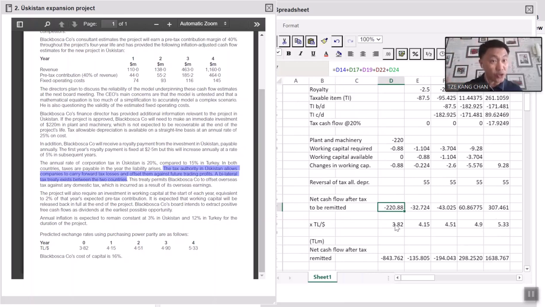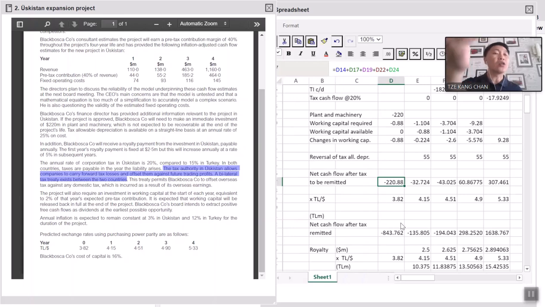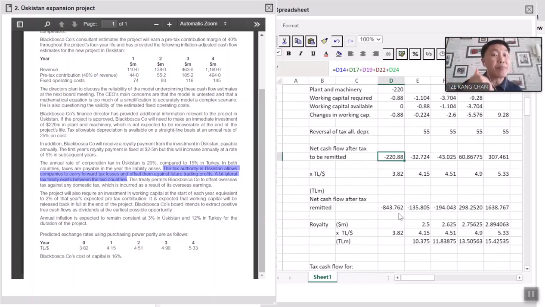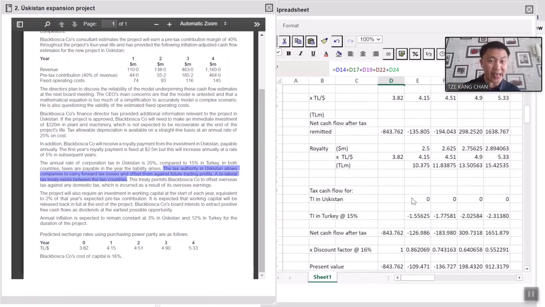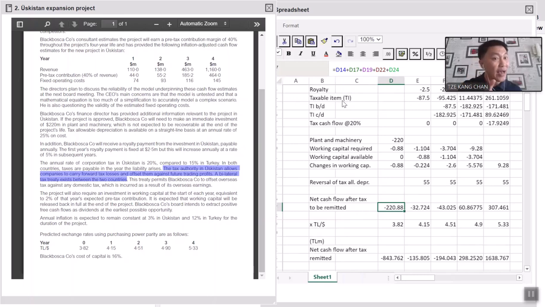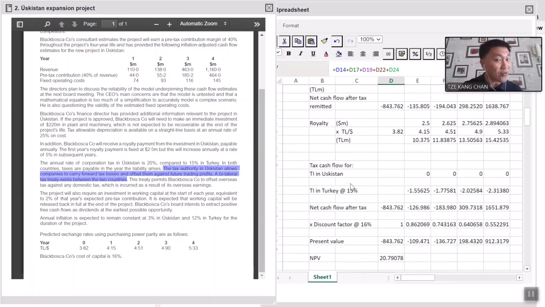Converted at the exchange rate provided, that allows me to derive the net cash flow remitted in home country currency. Let's not forget about combining with the royalty income. Then only do we deal with the last item of cash flow, which is tax. Bearing in mind, the tax cash flow for remitted taxable item is supposed to refer back to the taxable item above, converted to home country currency.